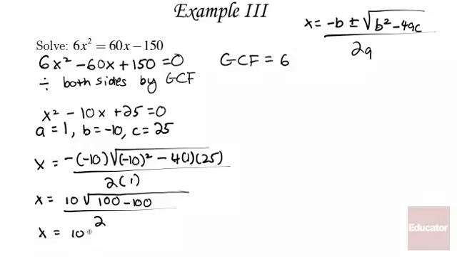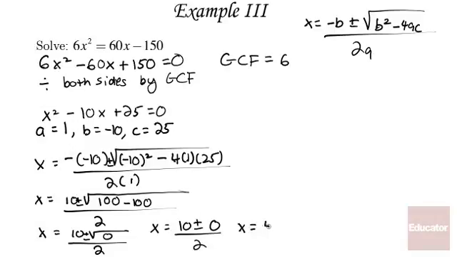Well, what happens here is I end up with 0 here. It should be plus or minus right there. 10 plus or minus. So what I end up with is 10 plus or minus the square root of 0 divided by 2, which gives me 10 plus or minus 0 divided by 2, or x equals 5.